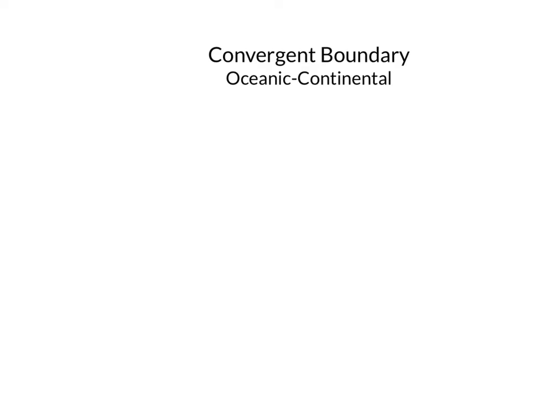Now we're going to move on to our convergent boundaries. So remember that convergent means to come together or to collide. So your tectonic plates are still moving in opposite directions, but this time they're coming towards each other.